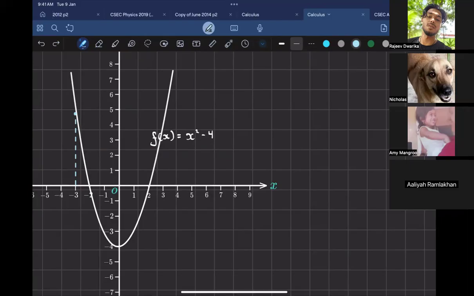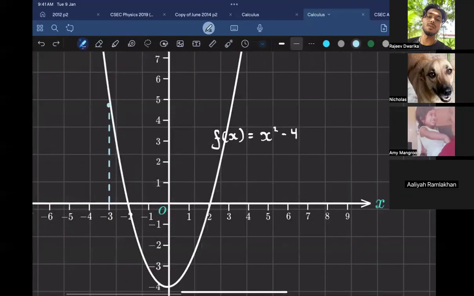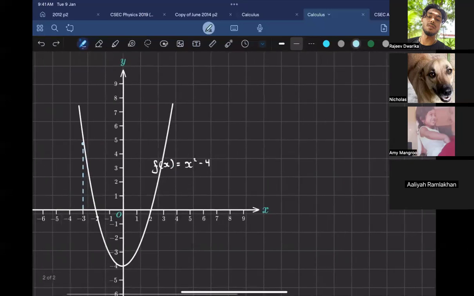Yes. So if I want to find the gradient at minus 3, I would have to find the first derivative of f of x. What would the first derivative of f of x be? Differentiate. Oh, 2x. It would just be 2x. Correct. So now that we have the function for gradient, we can proceed.